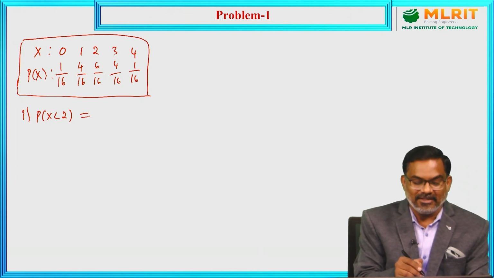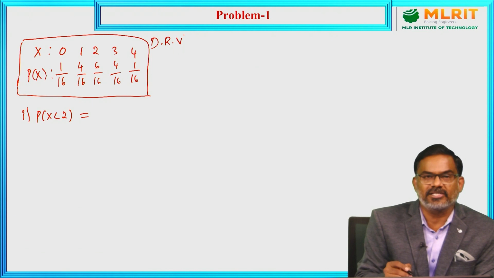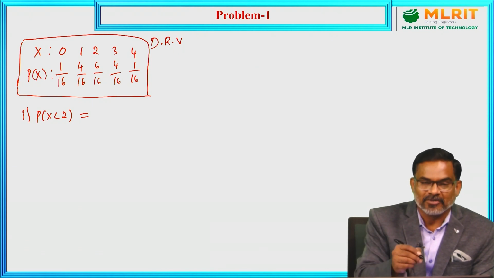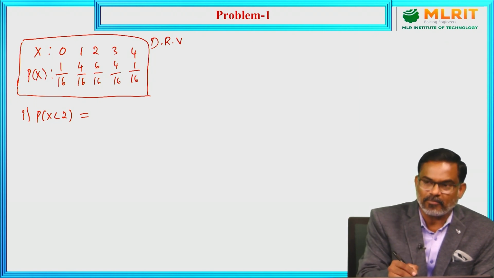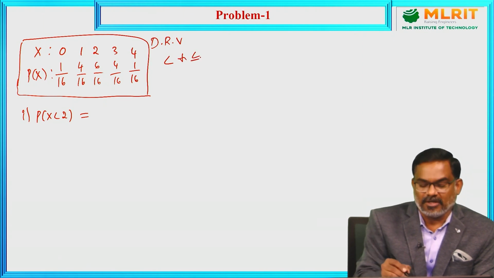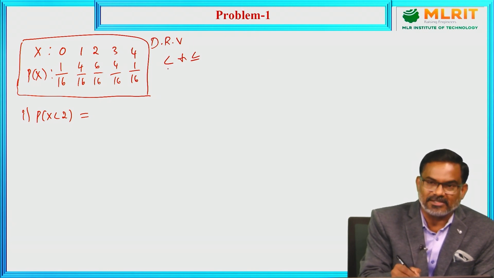Here this is a discrete random variable. X is a discrete random variable since it takes only 5 values, a finite number. So the distribution is a discrete probability distribution. In a discrete probability distribution, less than and less than or equal to have different meanings. These are not the same. Less than means strictly less than. For less than or equal to, we can include that value also.